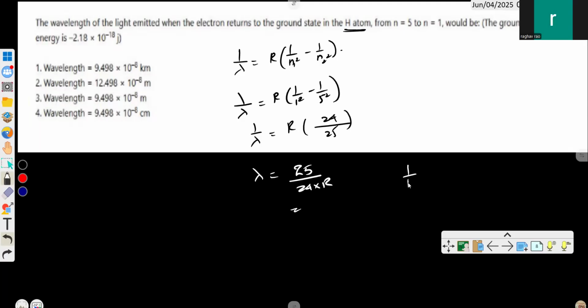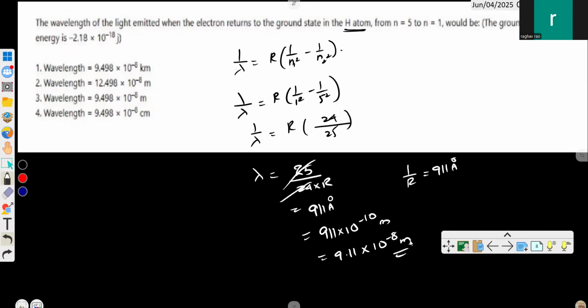As I have taught you, 1 by R, please remember it as 911 angstroms. So 25 by 24 is almost 1, so this would give me 911 angstroms nearly. 911 angstroms is nothing but 911 into 10 power minus 10 meters, which can be written as 9.11 into 10 power minus 8 meters. So the answer would be the third option. The third option would be the answer for this question.